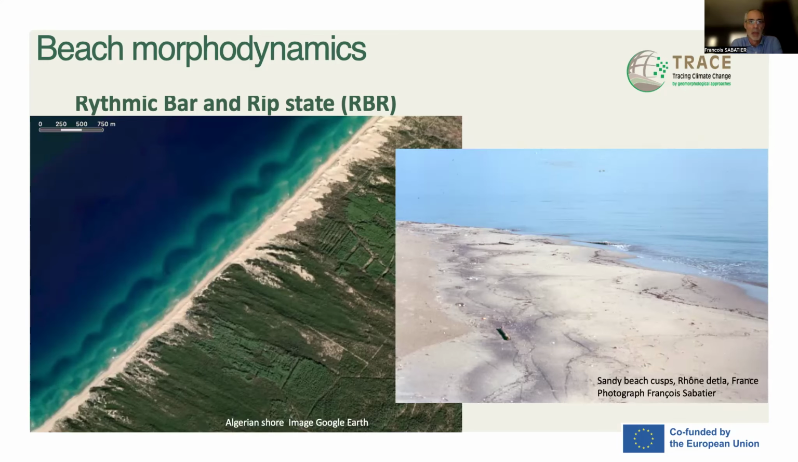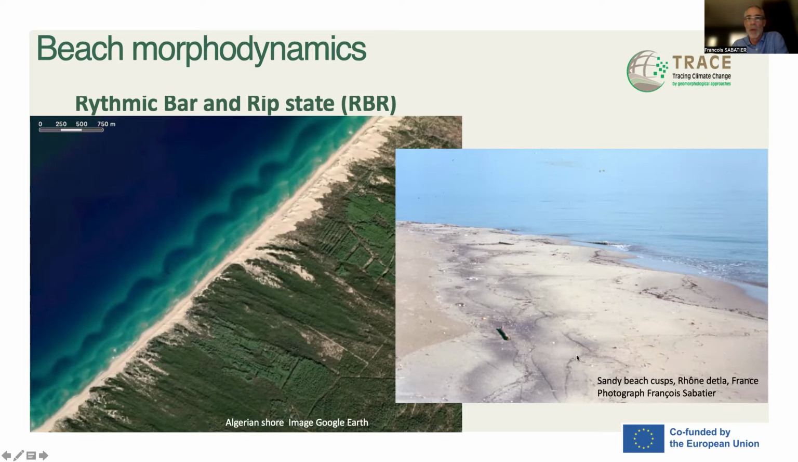A few examples. On the left, you see this very nice rhythmic organization. This is a rhythmic bar and rip state. The rip currents are probably present here in that part. This is the outer bar. If you look in detail, some bars here are rhythmic again.